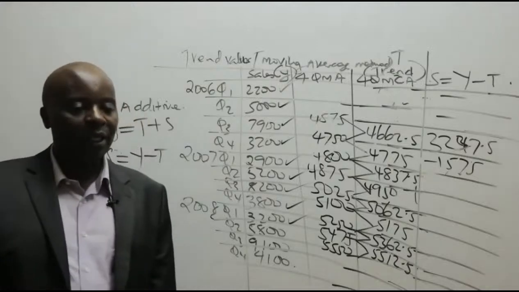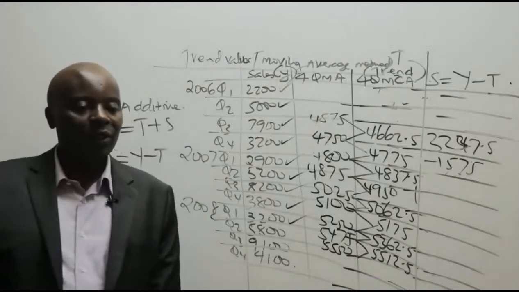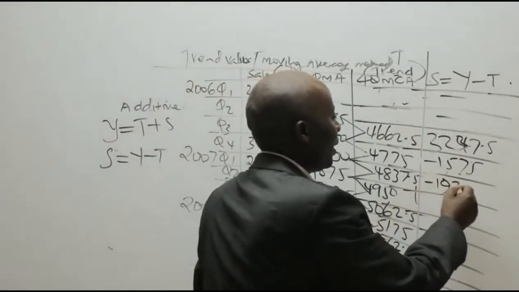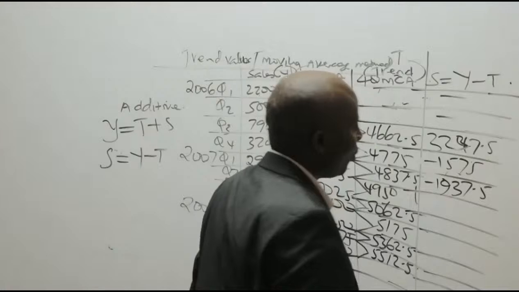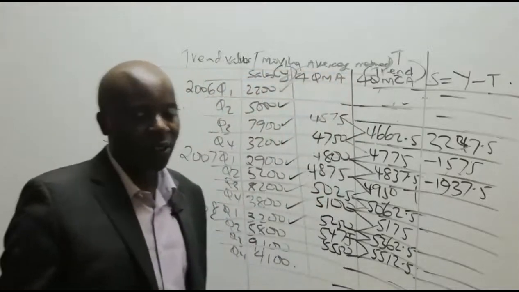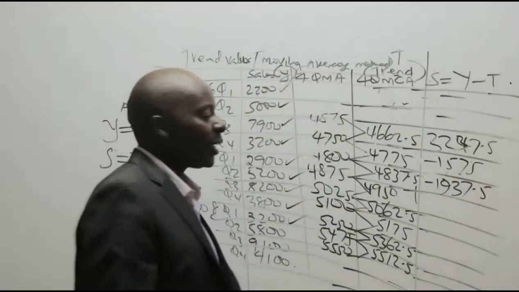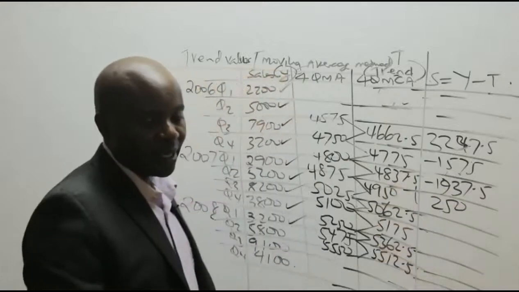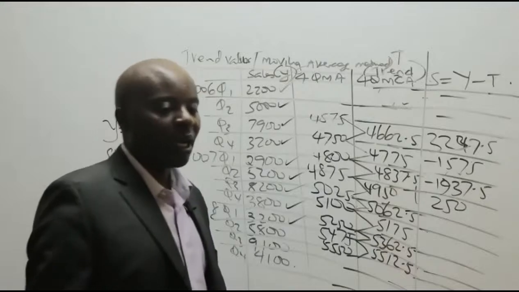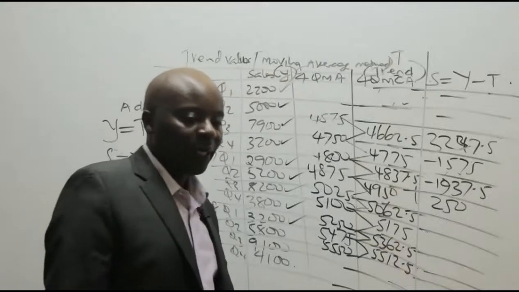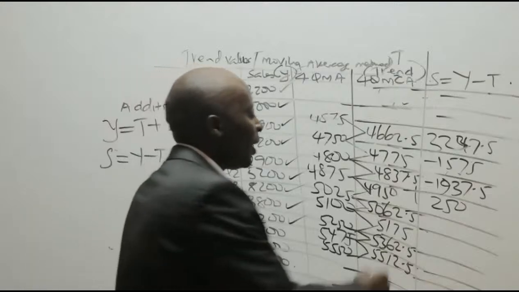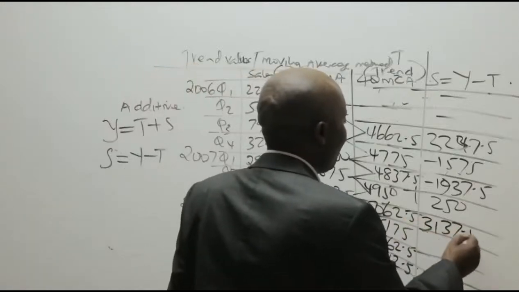So we tackle the next one. The next one is minus 1937.5. We tackle the next one. The next one is 250. Let's tackle the next one. Now we are getting the seasons. Now we are getting this 31, 37.5.